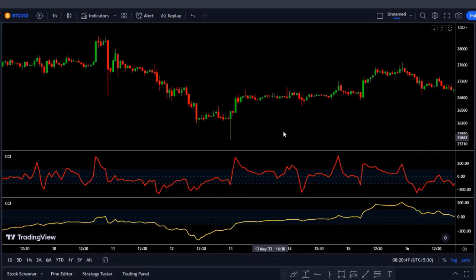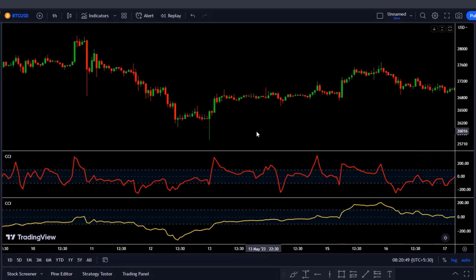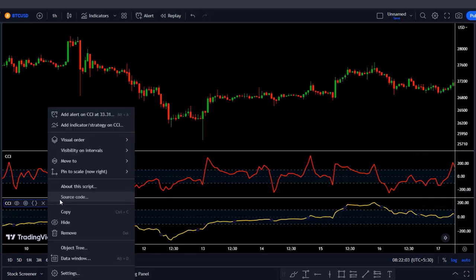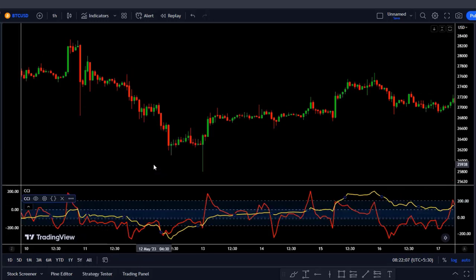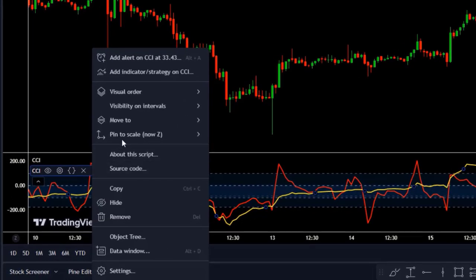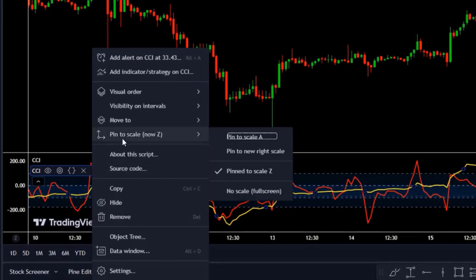Now that we've made the changes to the CCI indicator, we need to integrate them together so that they can be used as one indicator which will provide us with our entries. To integrate these two CCIs, traders can click on the three dots on the longer period CCI and then move to the existing pane above. Then click on the three dots again and select Pin to Scale. Finally, click on Pin to Scale A to complete the integration of the two indicators.